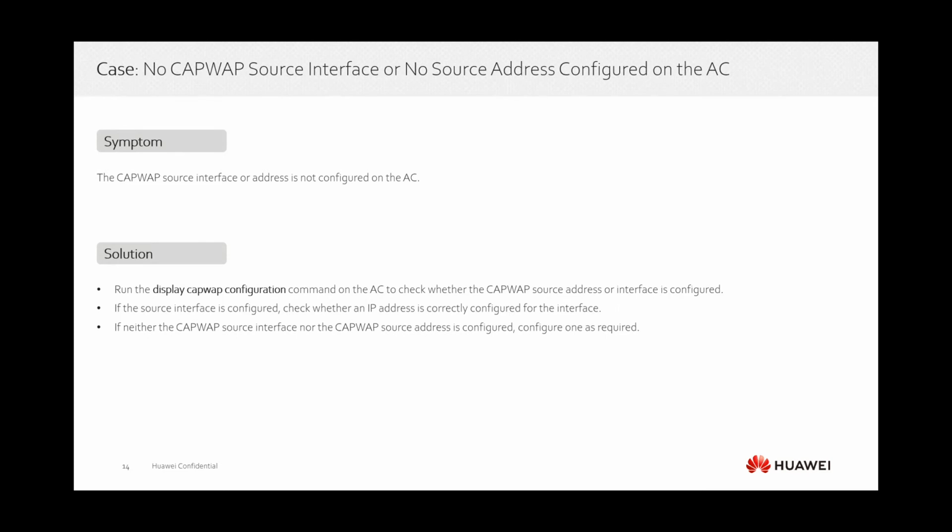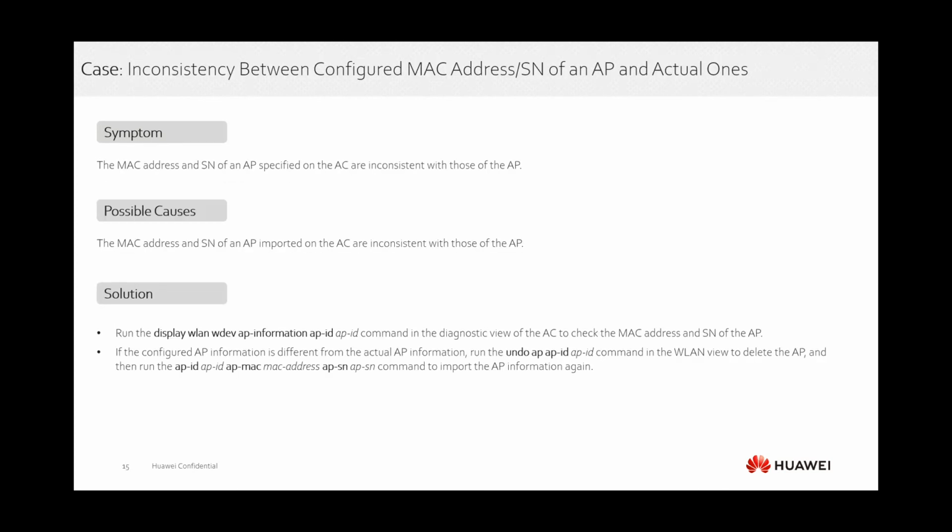And this is another problem. The MAC address and serial number of an AP specified on the AC are inconsistent with those of the AP. To solve this problem, check the MAC address and serial number of the AP. If the MAC address and serial number displayed on the AC are inconsistent with the actual information, we need to delete the AP and correctly import this information on the AC.